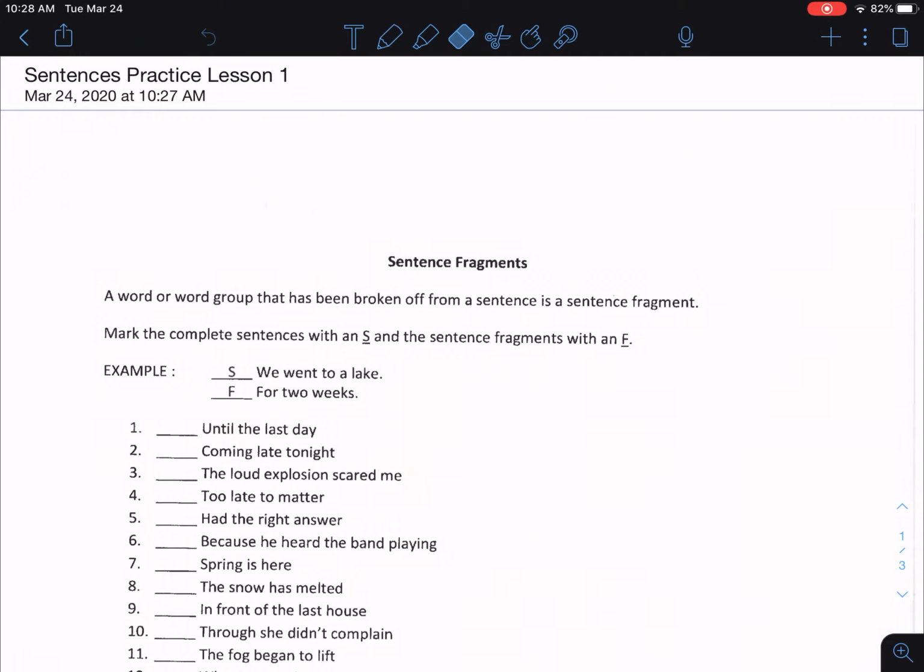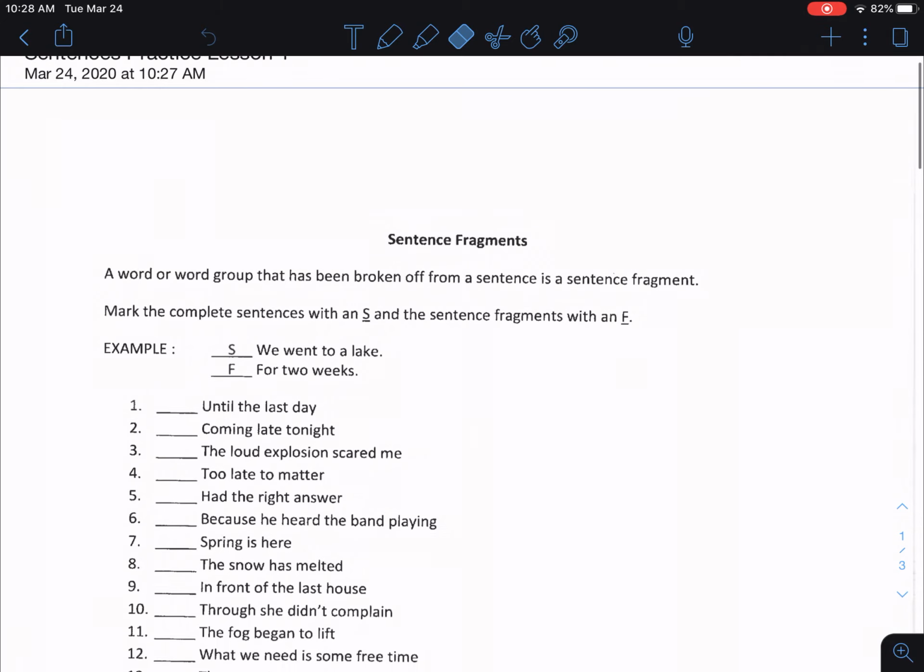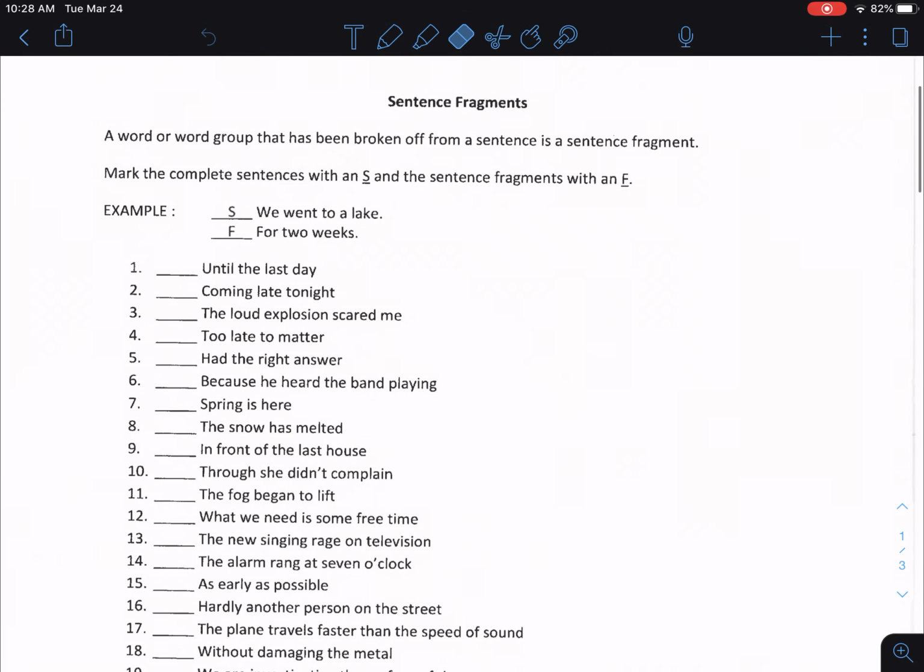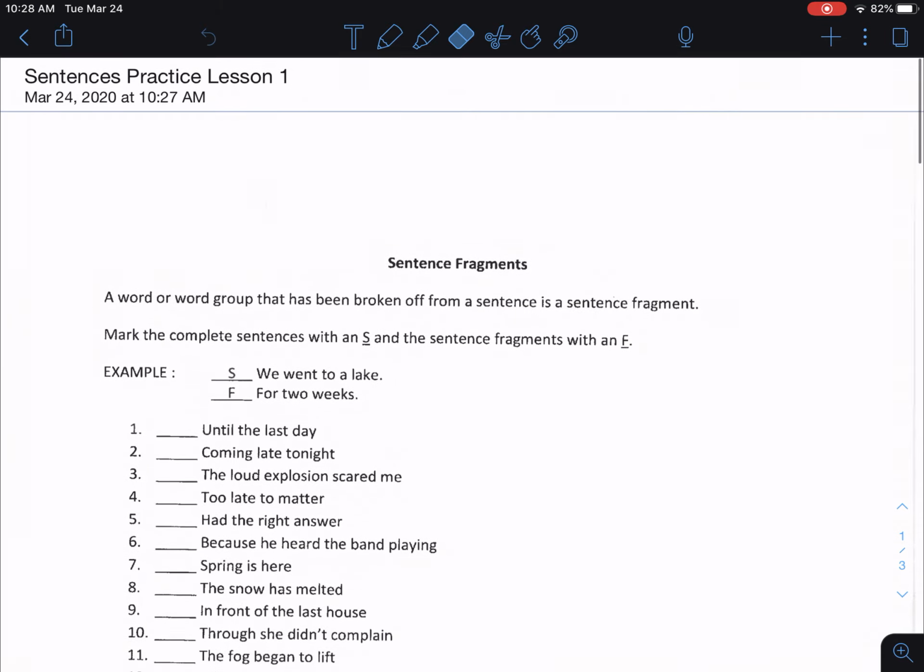Hello, my little children. We are going to be practicing sentence fragments, as you can see. You have your Google slide presentation where you're going to be working on sentence fragments, run-on sentences, and complete sentences.